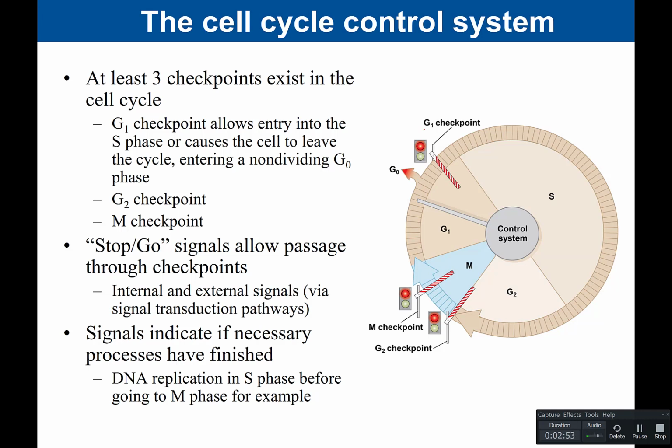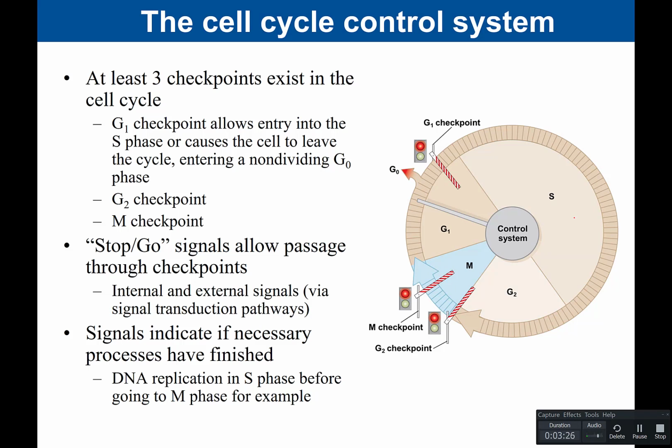We also have a G2 checkpoint. And notice that before G2, we have S. So why does the cell have a checkpoint here? Well, the cell is going to make sure that the DNA is duplicated before it proceeds to mitosis, because if the cell hasn't duplicated its DNA and it doesn't have sister chromatids, it can't divide into 2 cells. We also have an M checkpoint. The M checkpoint is to make sure that chromosomes have lined up properly and are beginning to separate properly.